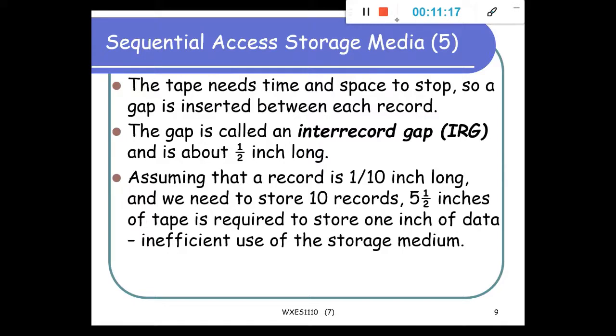The tape needs time and space to stop, so a gap is inserted between each record. Remember, I showed you this is record number 1 and you have some space here, then record number 2 with some space here, and record number 3 with some space here. This gap or space we call the IRG, or inter-record gap. It is about half an inch long.